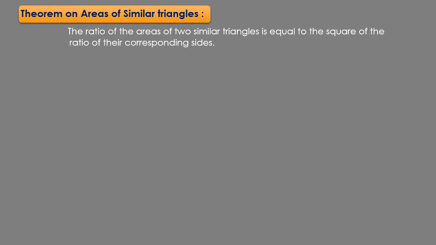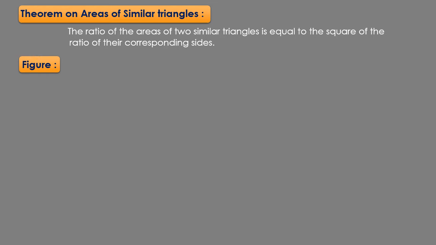The statement means that if we have given two similar triangles, then the ratio of the areas of these two triangles will be equal to the square of the ratio of the corresponding sides. Now let us prove this. In order to prove this, first of all let us draw the figure.